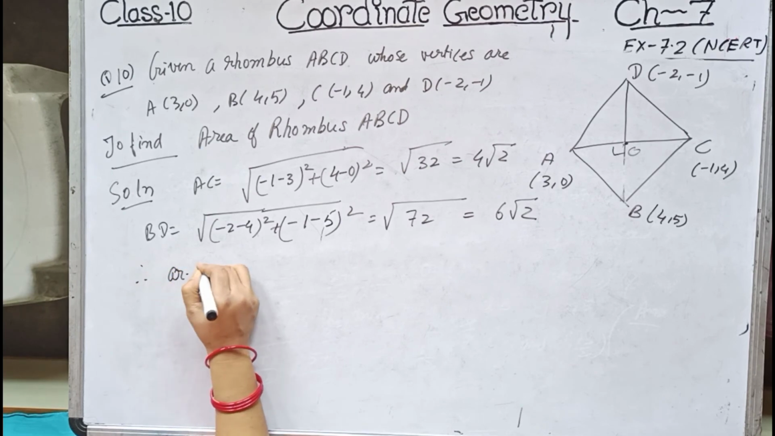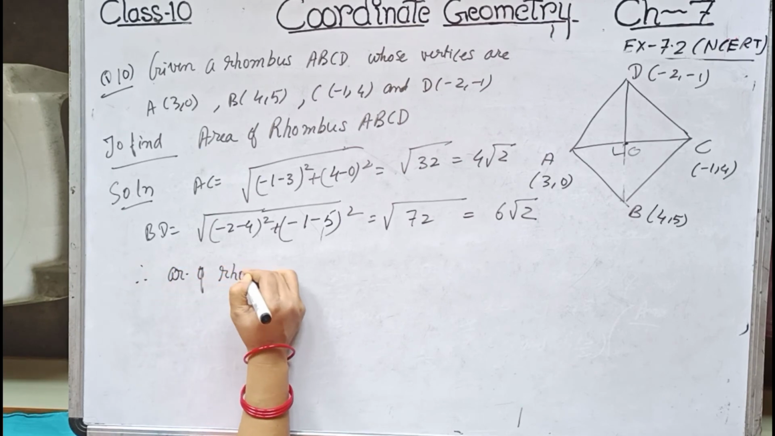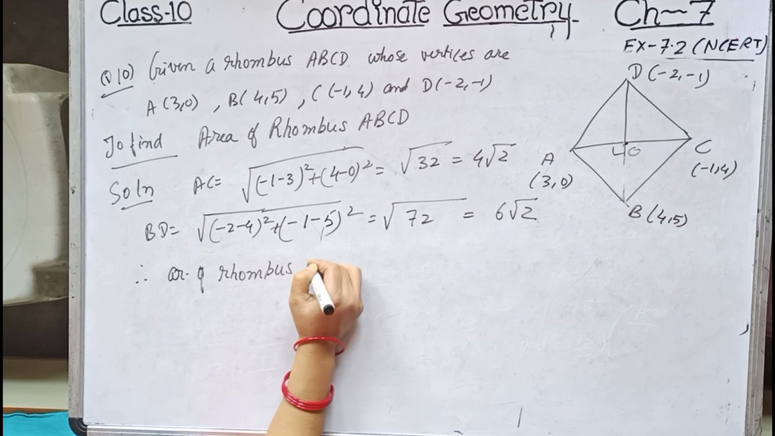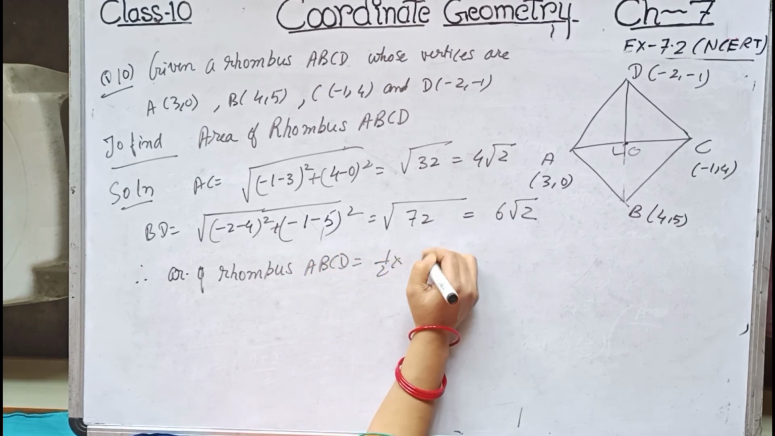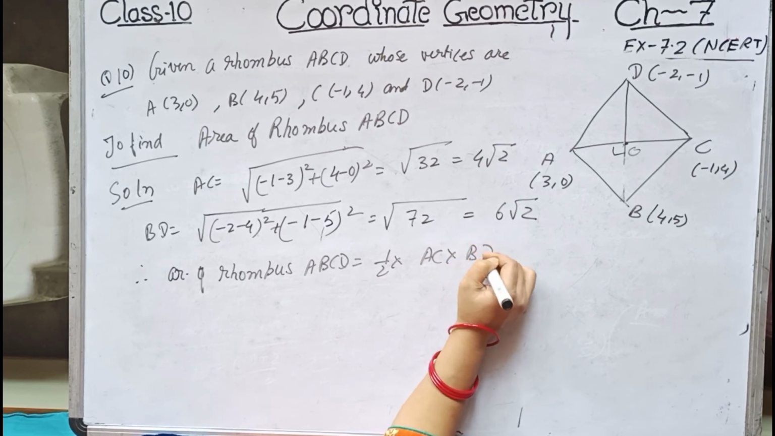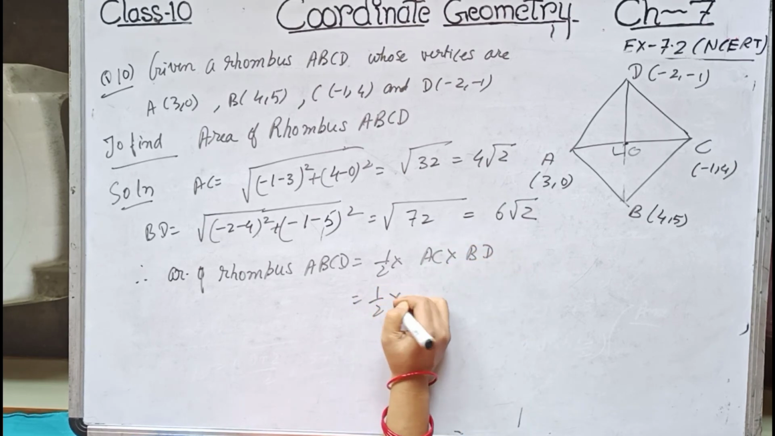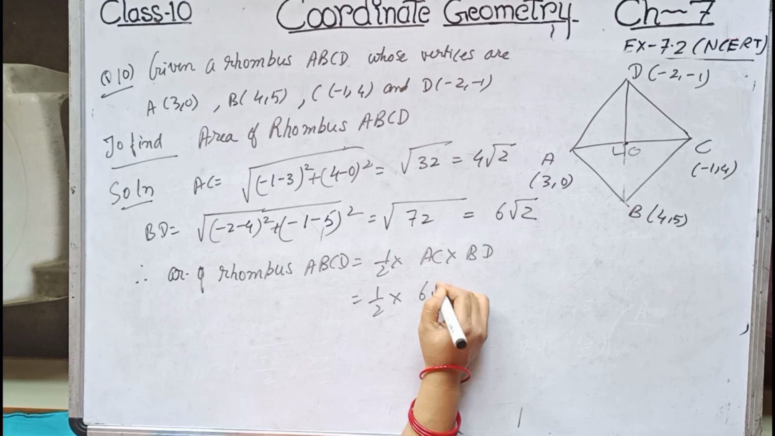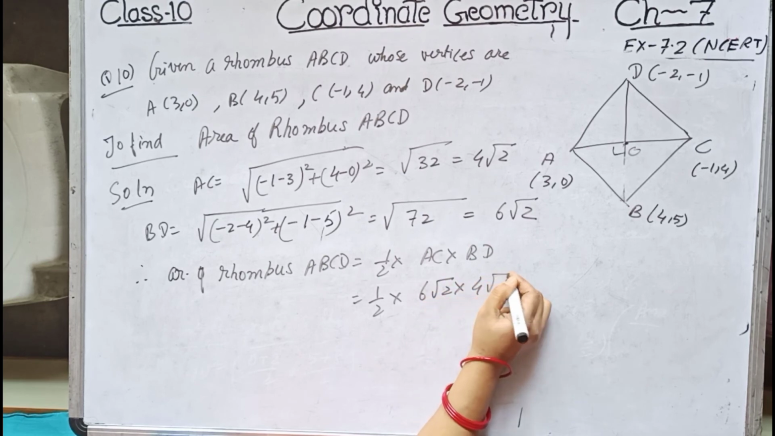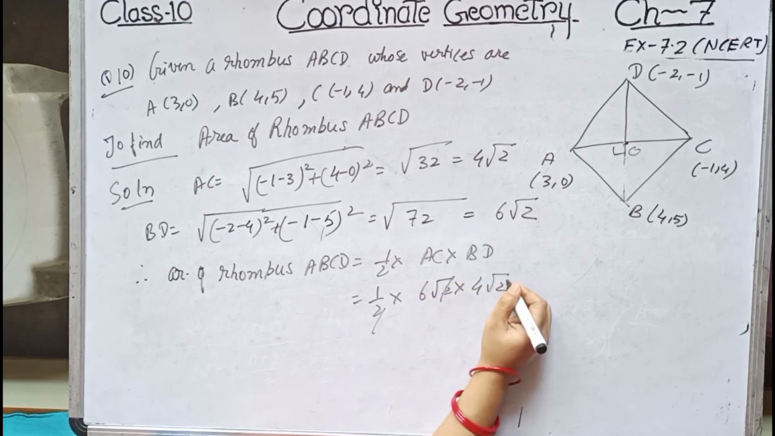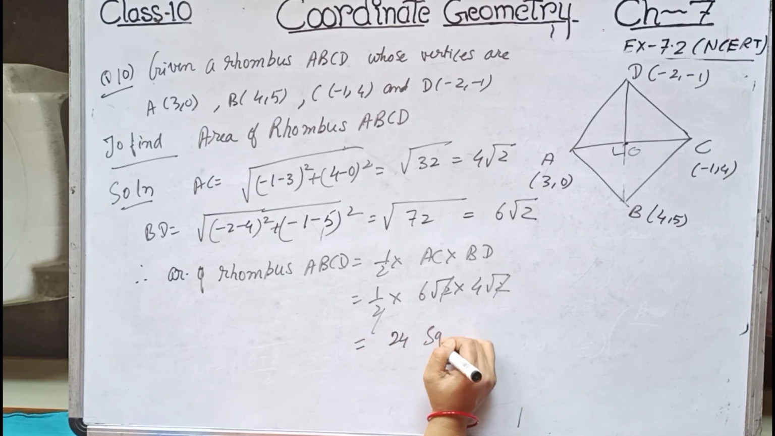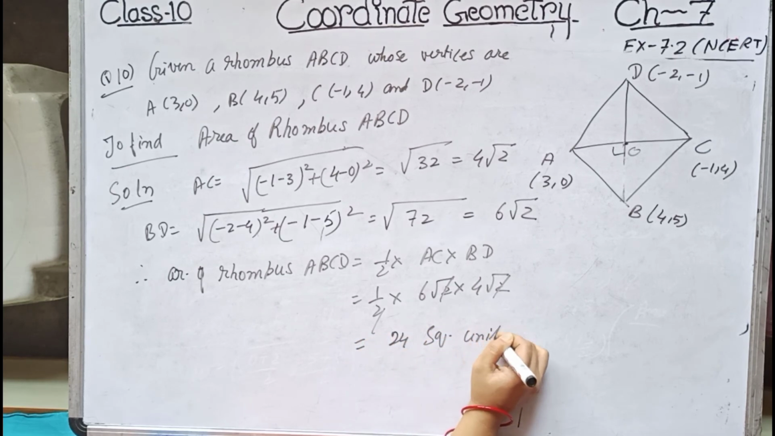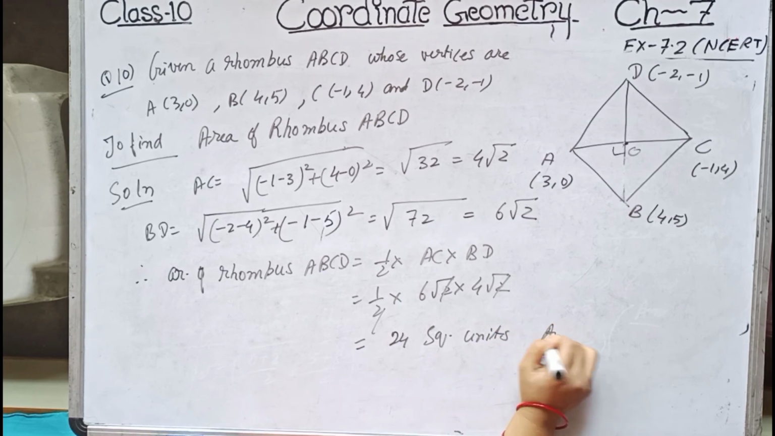Therefore, area of rhombus ABCD equals half into AC into BD equals half into, AC is how much? 6 root 2, and BD is how much? 4 root 2. So this 2 cancels. So this will be equals to 24 square units. And this is the answer.